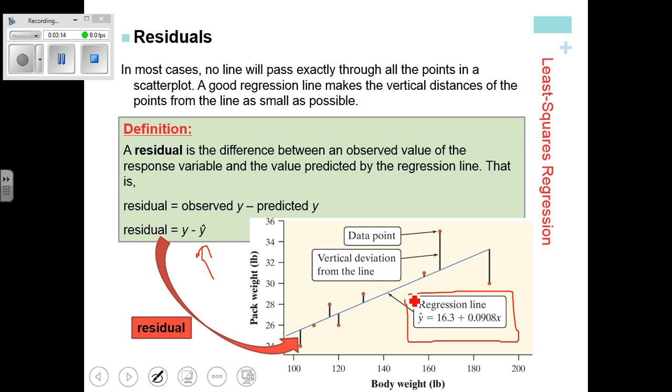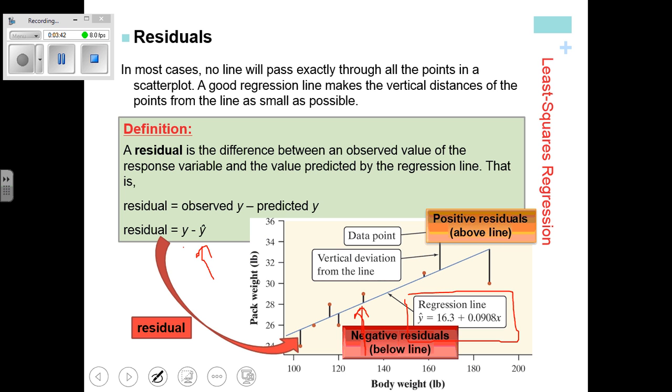So, for instance, if you want to find the size of this residual right here, you would plug in that x value, which would be 136 or so, for the x, and get your y hat, your predicted y, and then you would subtract it from what the actual y was, which is what you would get out of your data, to get your residual. Positive residuals are, of course, above the line, and negative residuals are below the line. Always that vertical distance from the prediction.